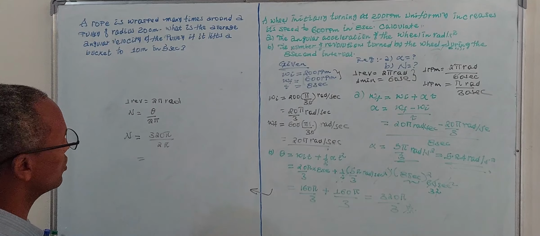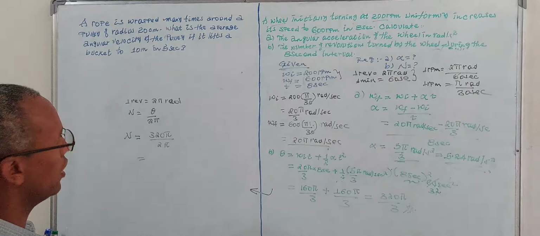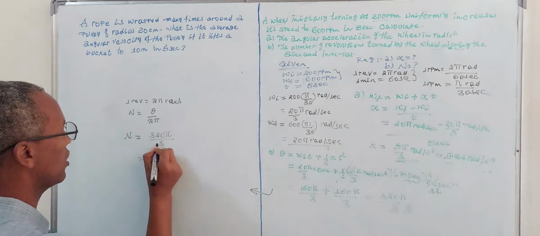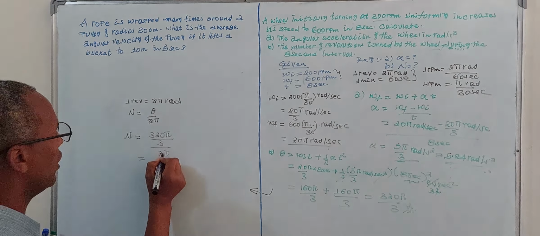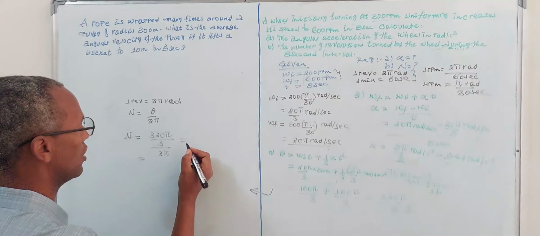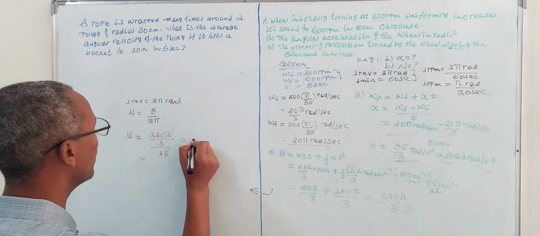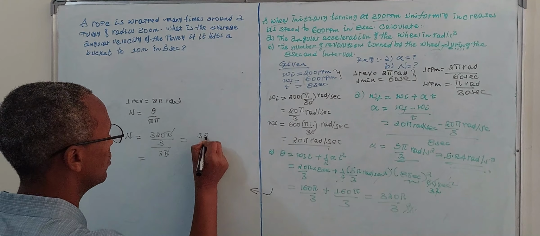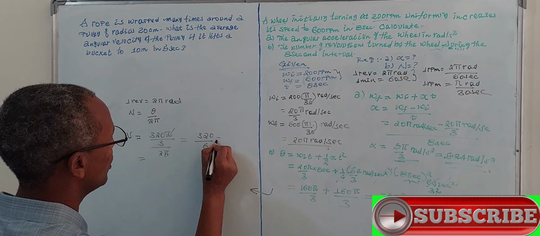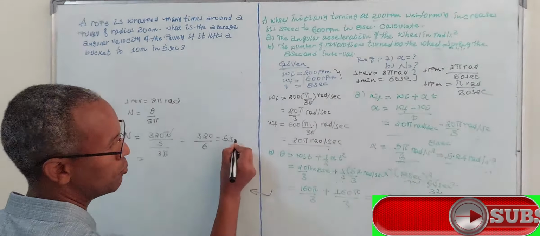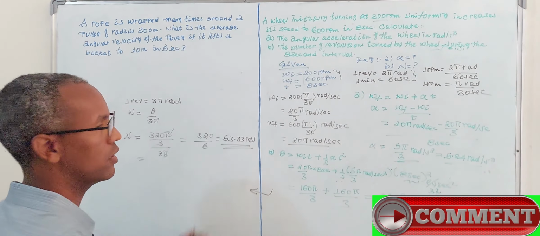So this pi is cancelled with this pi, and then you will get 320 upon 6, right? Yep, it is. Which is equal to 53.33 revolutions.